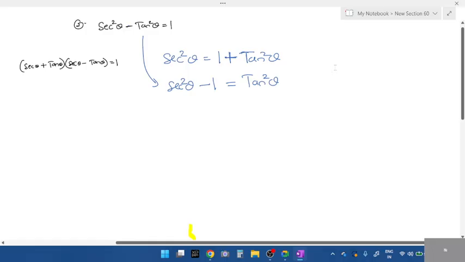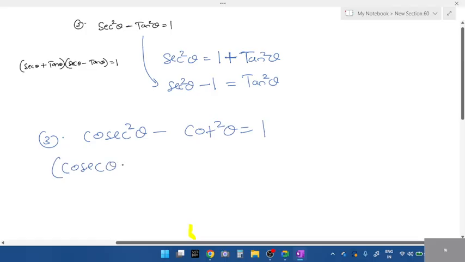Last one. What is the third square identity we have, students? What's the third one? Cosec square theta minus cot square theta is equal to 1. If I use a plus b into a minus b, what do we get here? Cosec theta plus cot theta into cosec theta minus cot theta.